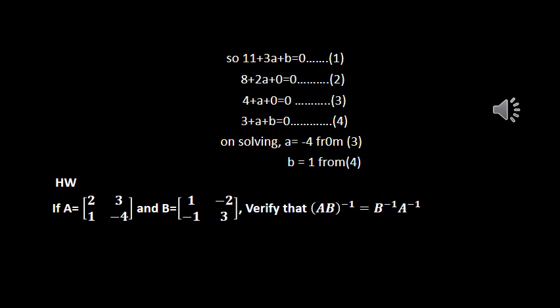Now do one question. A is 2, 3, 1, negative 4 and B is 1, negative 2, negative 1, 3, matrices. Verify that (AB) inverse is equal to B inverse A inverse. Okay, work out this question. Okay, thank you.